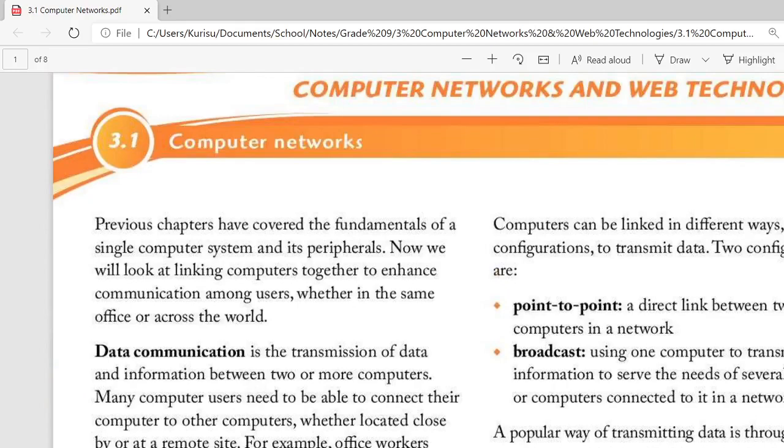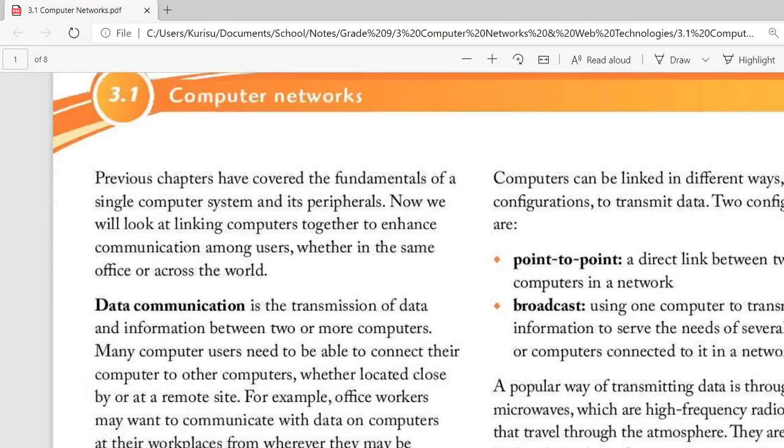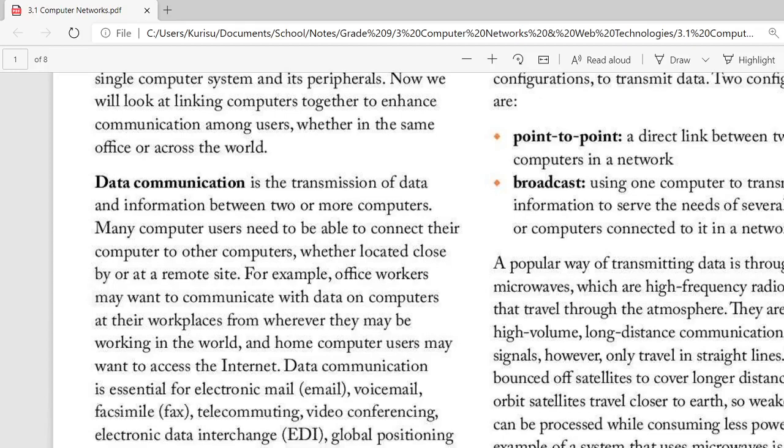So, today we looked at the basics of network. Why do we need a network? We need a network because we want to share information, we want to share data, we want to share resources. We use the network for those purposes. Your first term is data communication. That is when you are transmitting data between 2 devices, 2 computers.